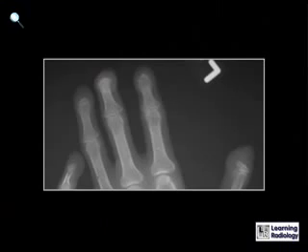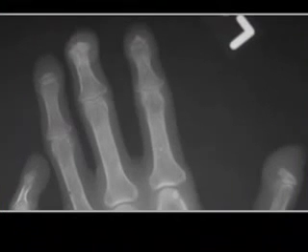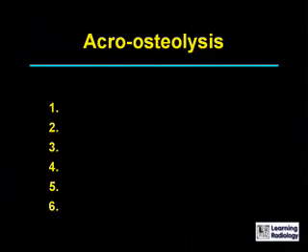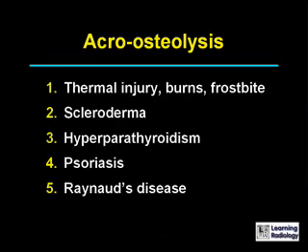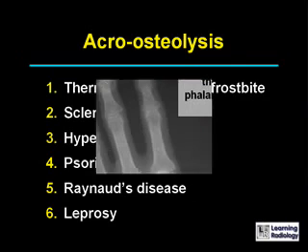Here's the next differential diagnosis. Pause the player. The differential diagnosis is for acroosteolysis. There are 6 causes. Pause the player. The 6 causes listed of acroosteolysis include a thermal injury, whether from burns or frostbite, scleroderma, hyperparathyroidism, psoriasis, Raynaud's disease, and leprosy.